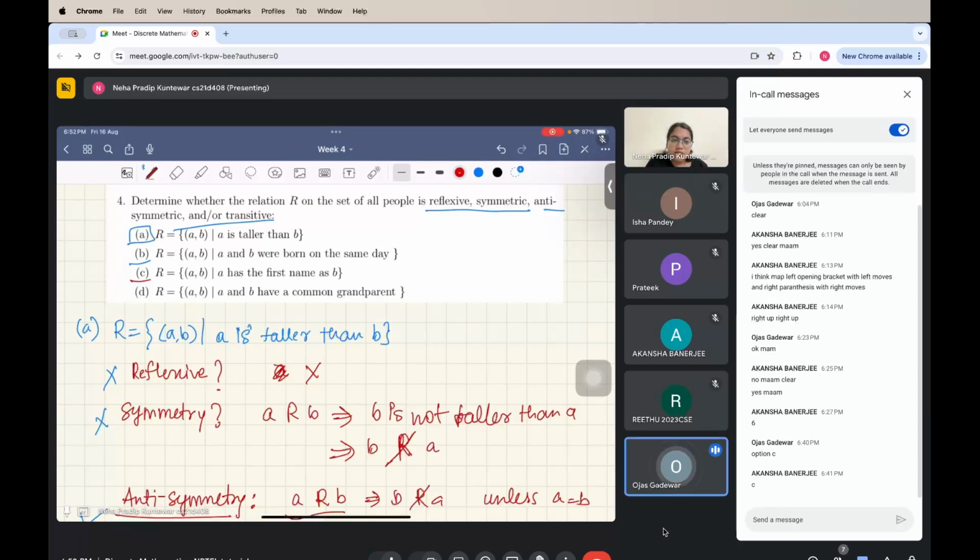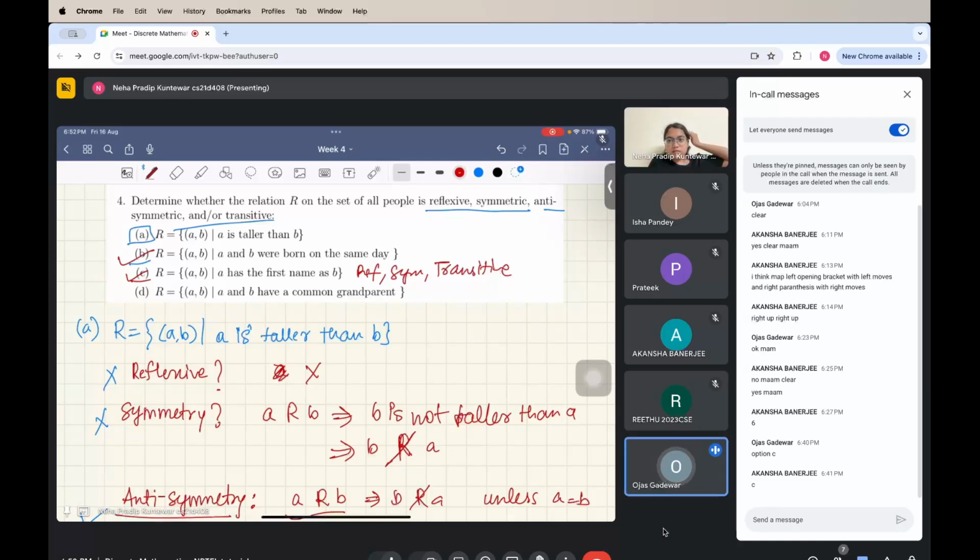Ma'am, it is a symmetric relation. It is not an antisymmetric relation. It is a transitive relation. What about reflexivity? Yes, it is a reflexive relation because A and A are the same person. Exactly. Good. So B and C are essentially the same answers. So this is also reflexive, symmetric and transitive, but it is not antisymmetric. Good. And what about the last one?